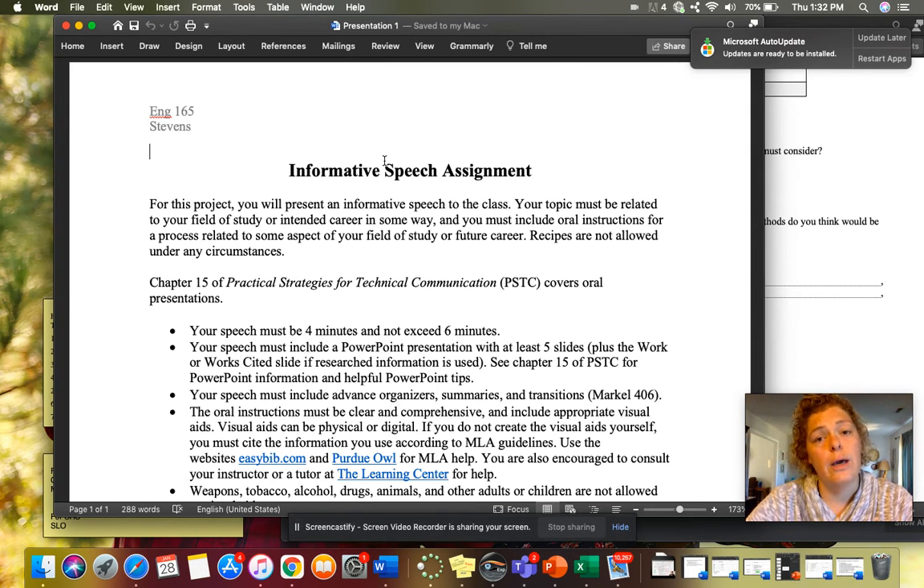And then I want you to think through the daily process of that job. And what's something that you would have to do, maybe not daily, but frequently in that job that you could take us step by step through and inform us of that process. You can't use recipes, tire changes, oil changes, that kind of thing. It needs to be something related to your field or your future career. Last semester, some really good examples. I had a student who was studying HVAC, and he went through the process of maintaining your air conditioning unit.